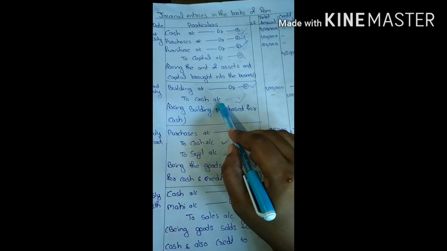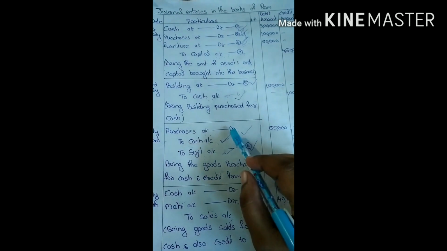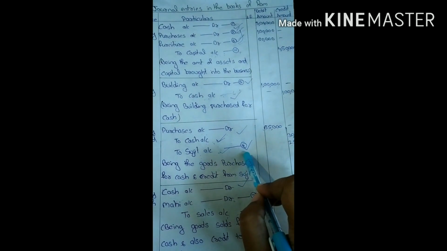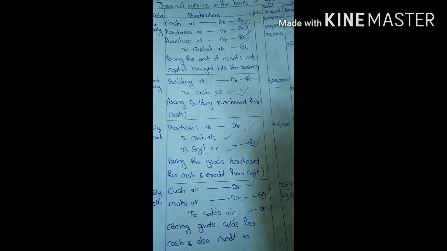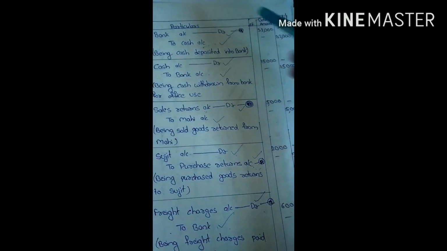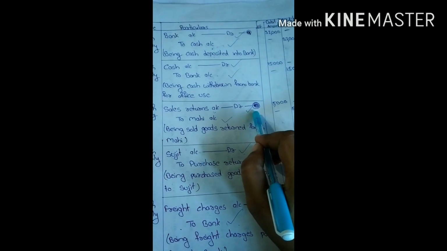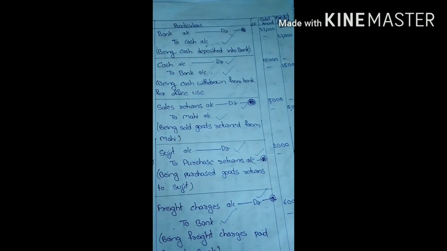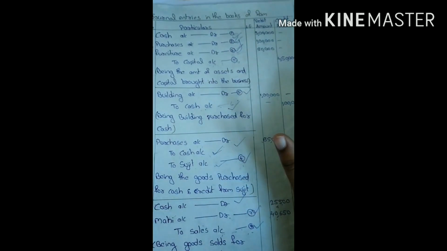The cash account is already open, so there is no need to open a cash account again. Purchases is also already open. Next, Sujit account is the 6th one. Mahi account is the 7th one and sales account is the 8th one. Next, bank account is the 9th one. Then sales returns is the 10th, purchase returns the 11th, and freight charges the 12th. So finally, for these 9 entries, we have to prepare 12 separate accounts in the ledger.